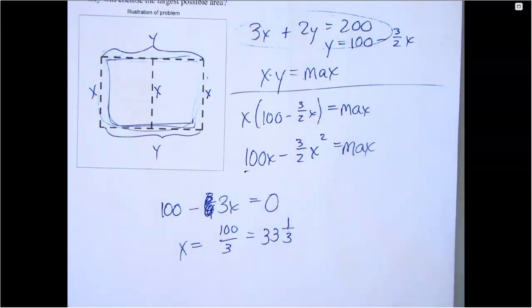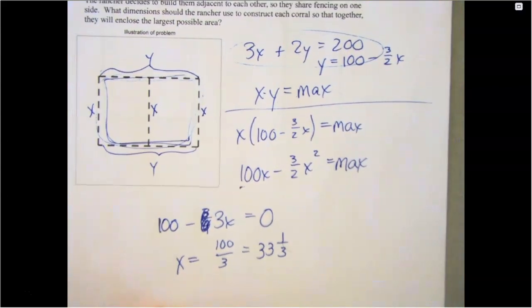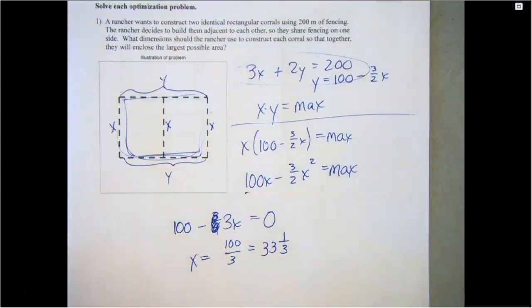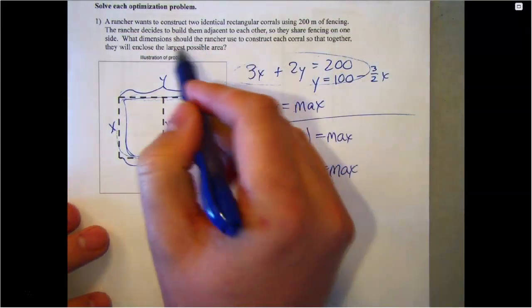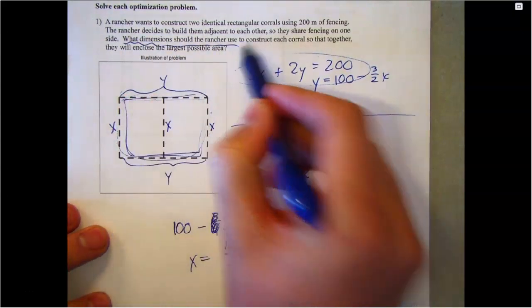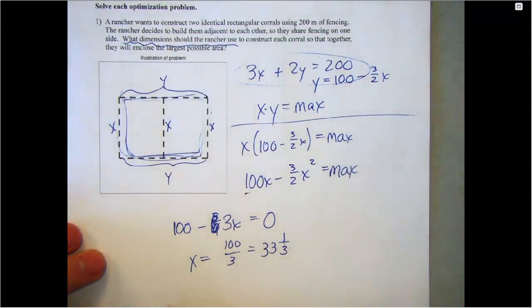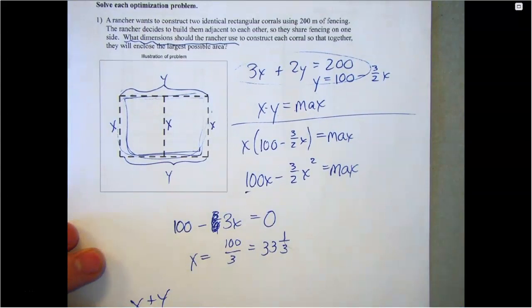And then we've got to make sure we're answering the question. I feel like I've accomplished something, but the question can be phrased a lot of different ways. They could say, what is the largest area we could enclose? They could say, what are the dimensions to enclose the largest area? In this one, they're saying, what dimensions should the rancher use? So what they're asking for is, what's your x by y?